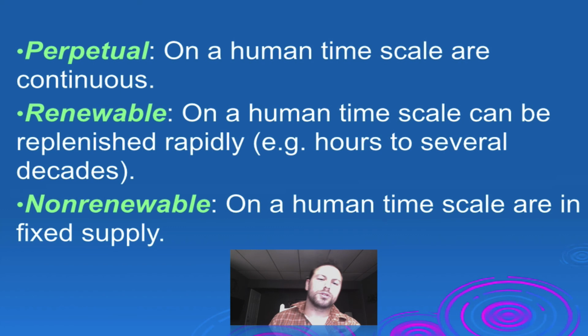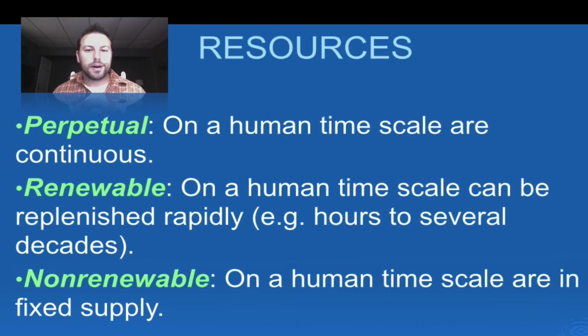Okay, we have resources in general. Perpetual resources are basically continuous on a human time scale. If we were around for 100 years, 90 years, 80 years, we see those resources constantly being renewed. We have renewable resources, which can be replenished rapidly. Trees, for example, can be considered renewable. They get replenished within a few years, 10 years, 20 years, relatively short on a human timescale. And then non-renewable resources, such as oil and coal, take millions of years to regenerate.